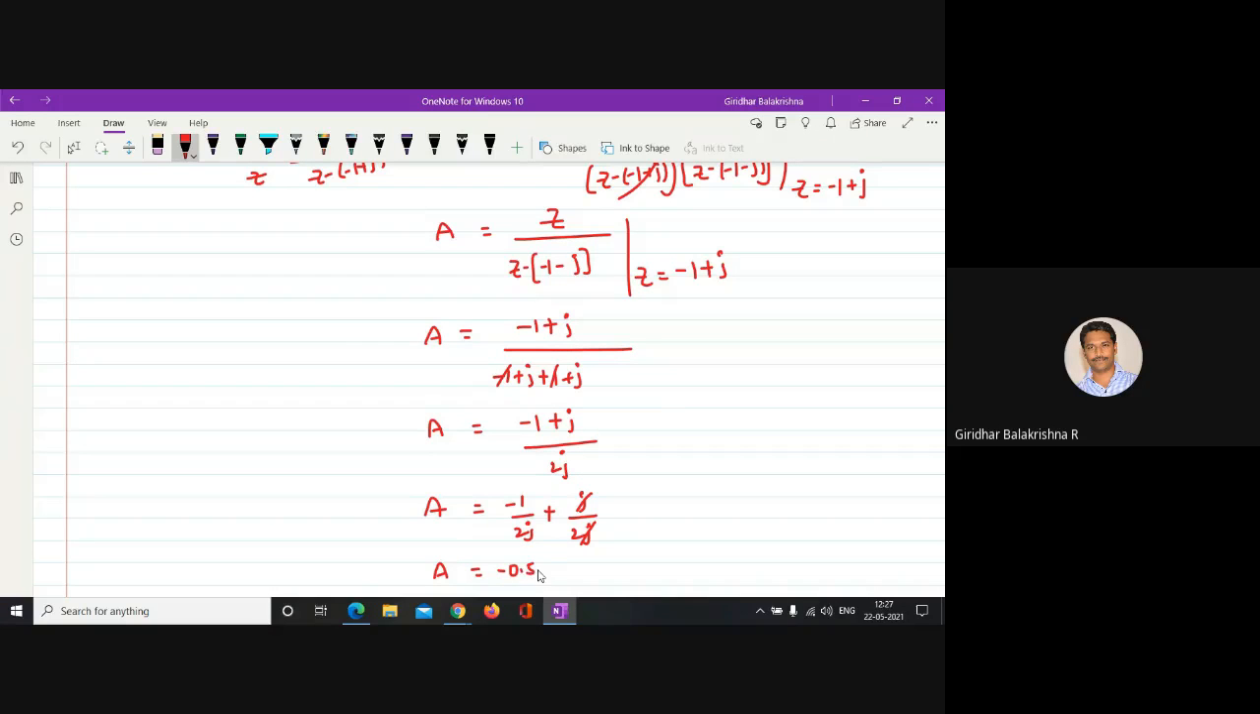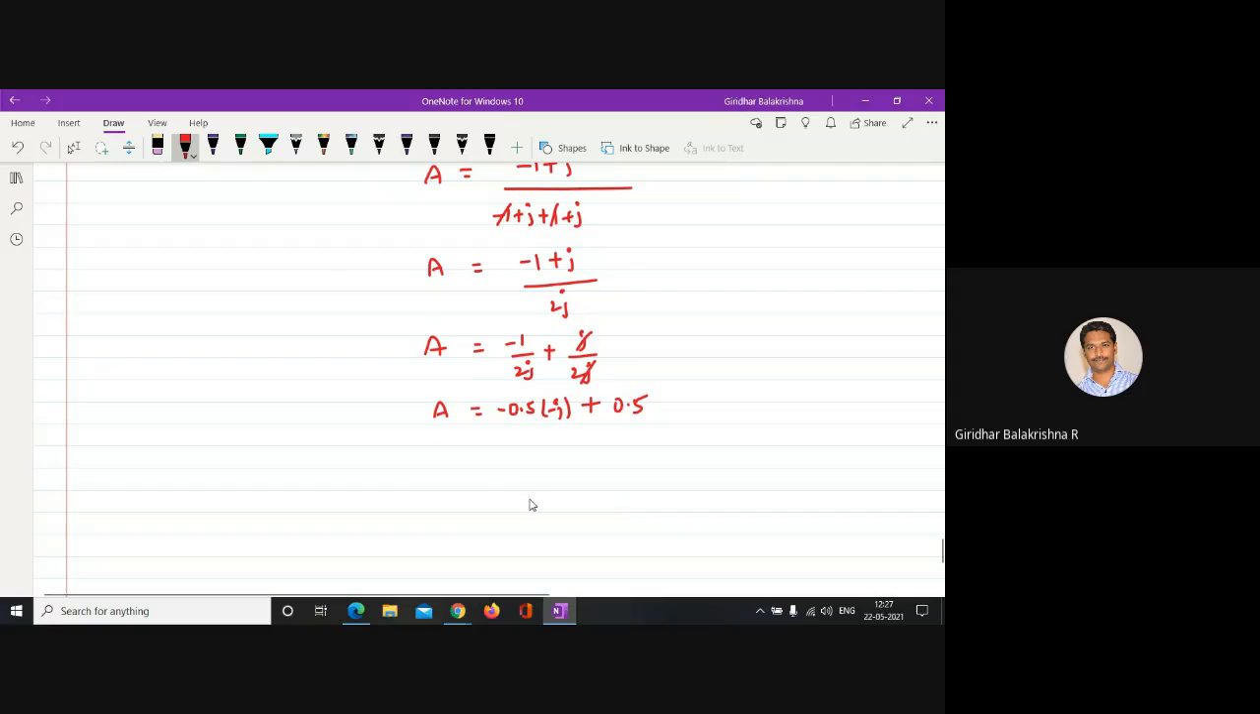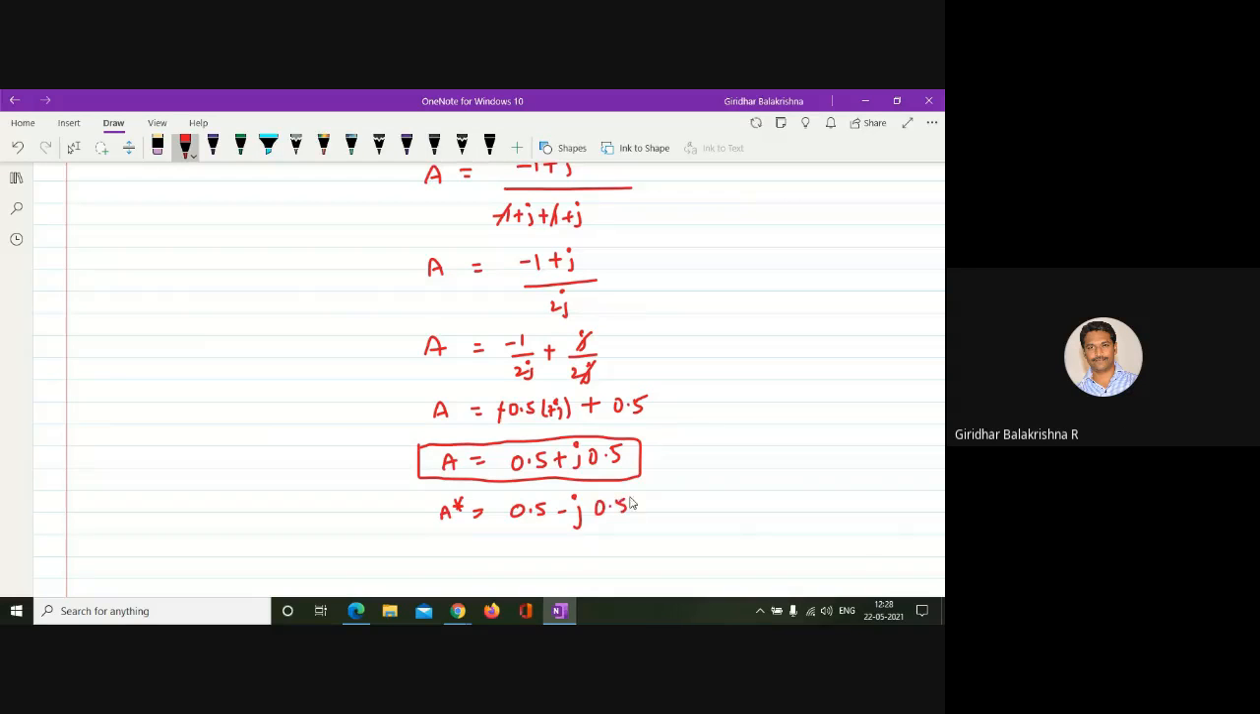1 by j can be represented as minus j. Minus j times minus 1 by 2 is 0.5, and plus 1 by 2 is 0.5. Therefore, minus minus gets cancelled, and the value of A is 0.5 plus j 0.5. Then what about its conjugate? No need to calculate the second one. A conjugate is 0.5 minus j 0.5.